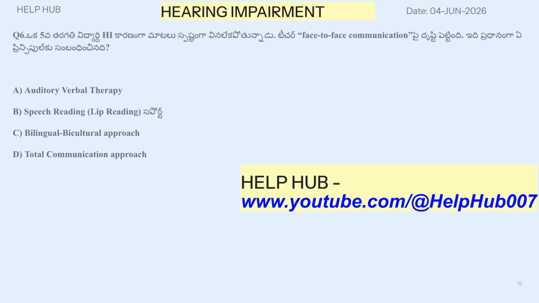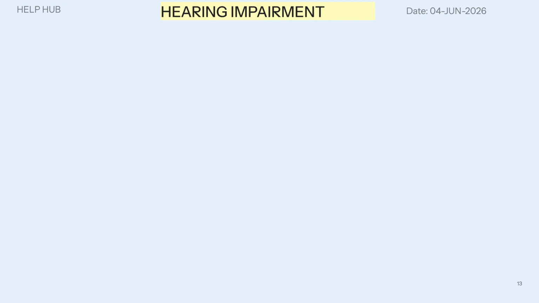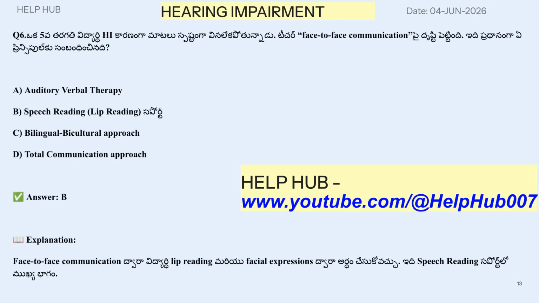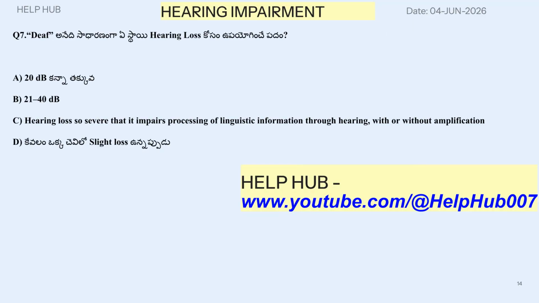Our next question. A 5th grade student with HI cannot hear speech clearly. The teacher focuses on, quote, face-to-face communication. What principle is this primarily related to? The correct answer is B, speech reading or lip reading support. Face-to-face communication allows the student to understand meaning through lip reading and facial expressions, which is a major part of speech reading support.